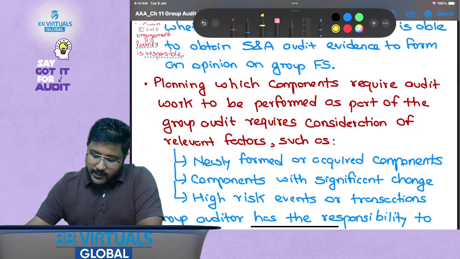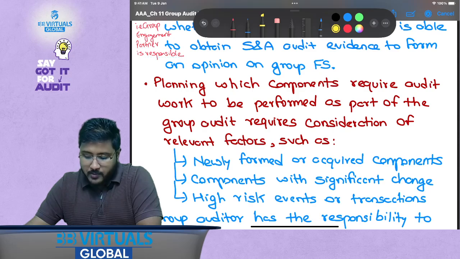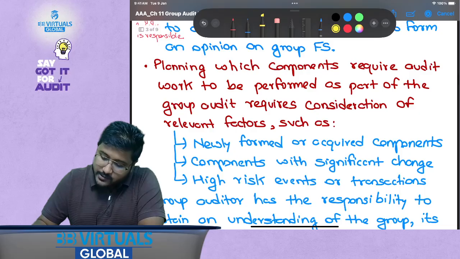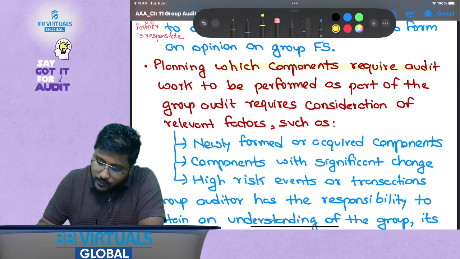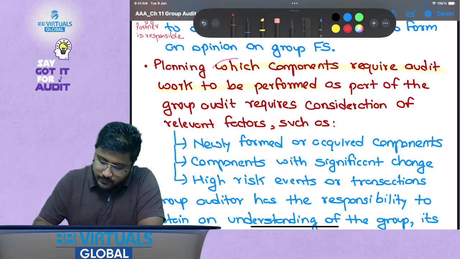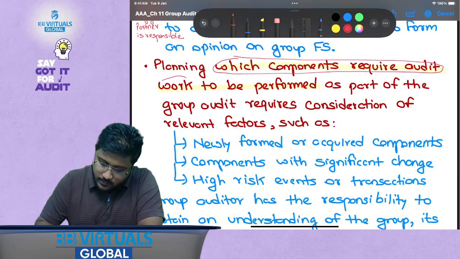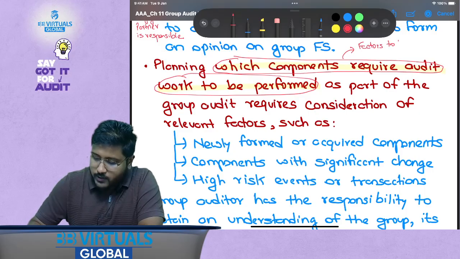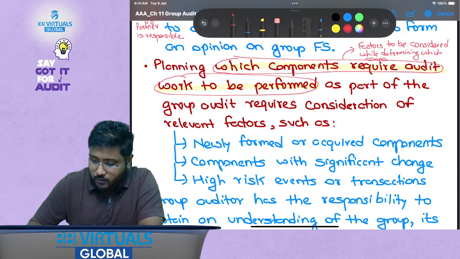Now, planning. Planning which components require audit work to be performed as part of the group audit requires consideration of relevant factors. Let's read it again. Planning which components require audit work to be performed. That is, the factors to be considered while determining which components would be covered.